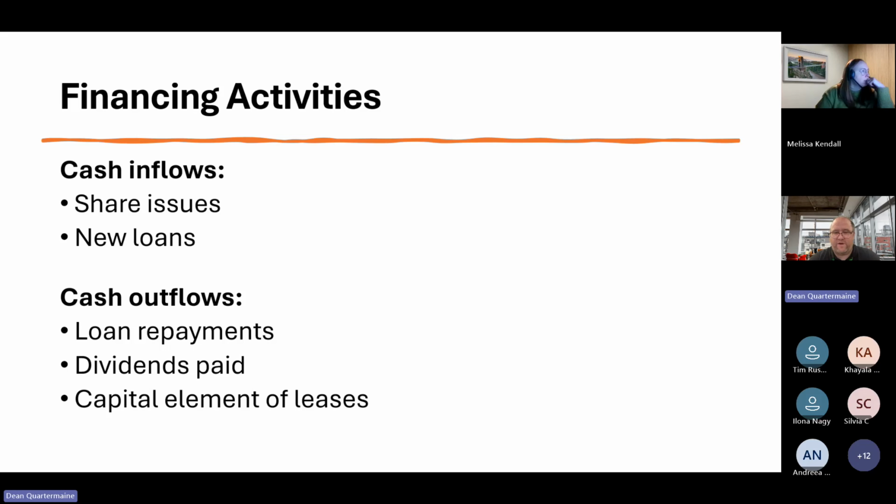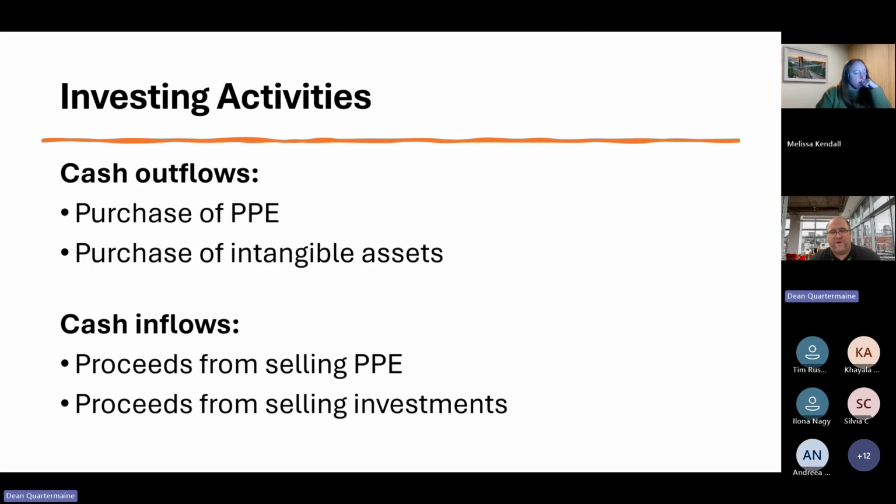Is it fair to say investing covers non-current assets? Very much so, yeah. So investing, as we got on there, purchase and selling of PPE, intangible assets, and selling of investments. So yeah, very fair to say it covers non-current assets.